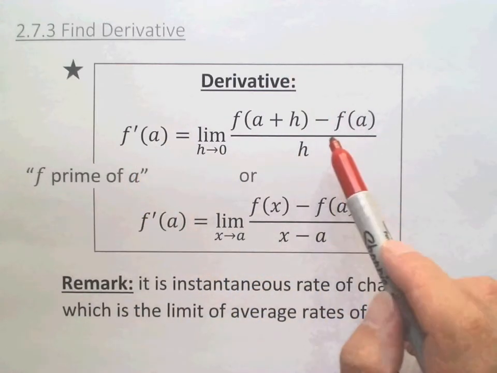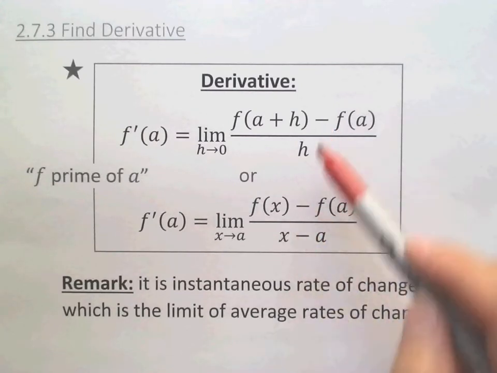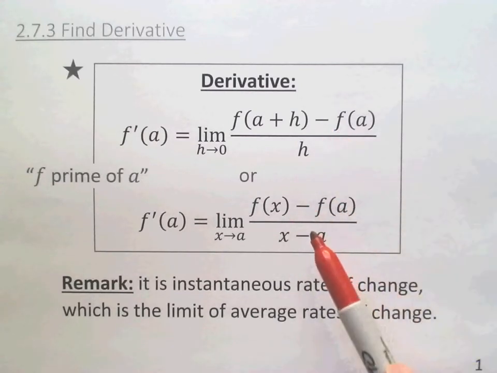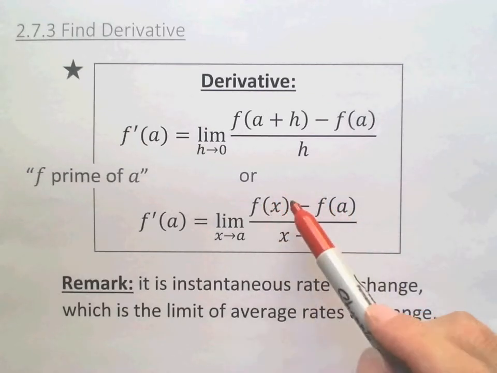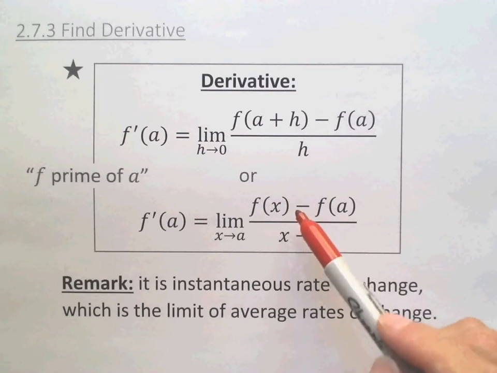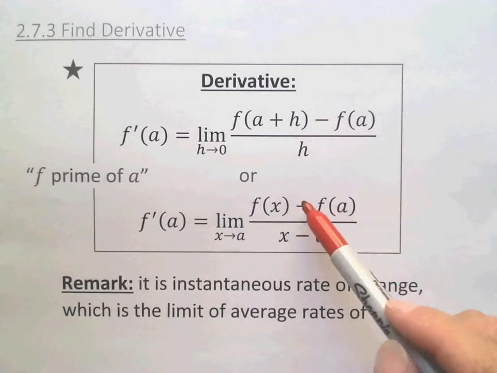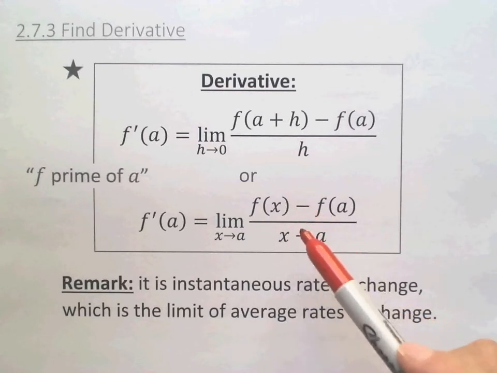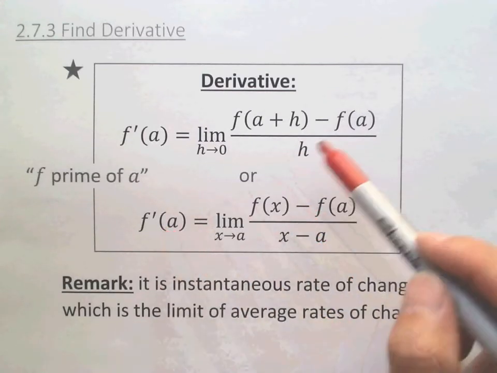This is the first form. We have the second form, but they are exactly the same. The second form is the slope of the secant line. Sometimes we also use this second definition to find the derivative. These two are exactly the same.